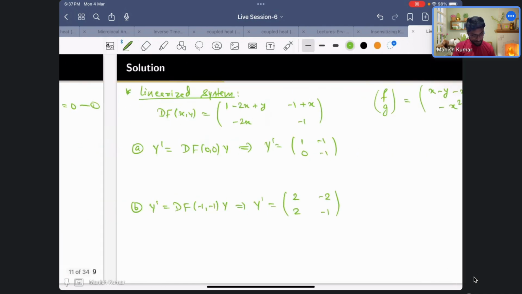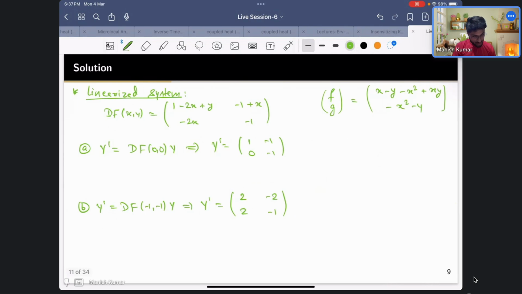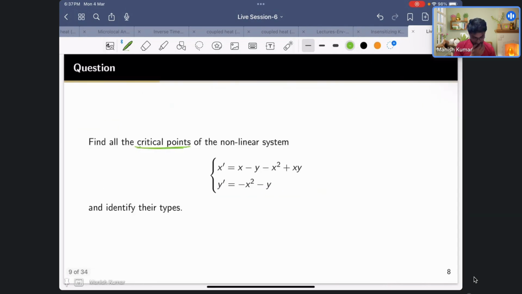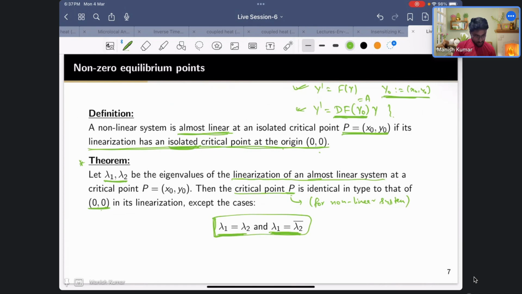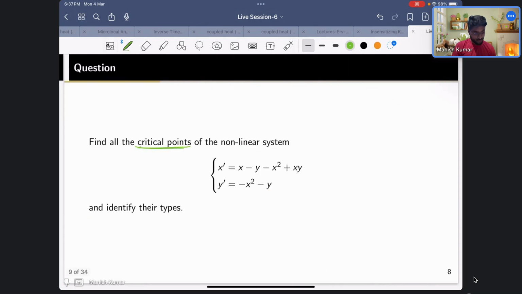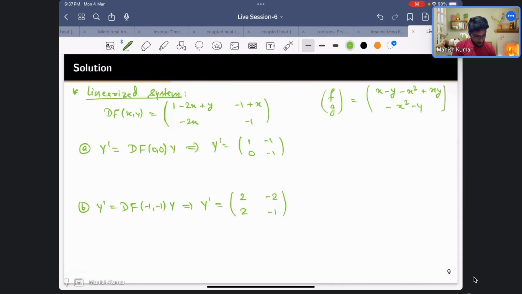Okay, so this is the system, and according to the theorem I mentioned, you just need to check whether 0 is an isolated critical point or not, right? So you can clearly see over here, in all these matrices, if you see this determinant, I think I should have written y.